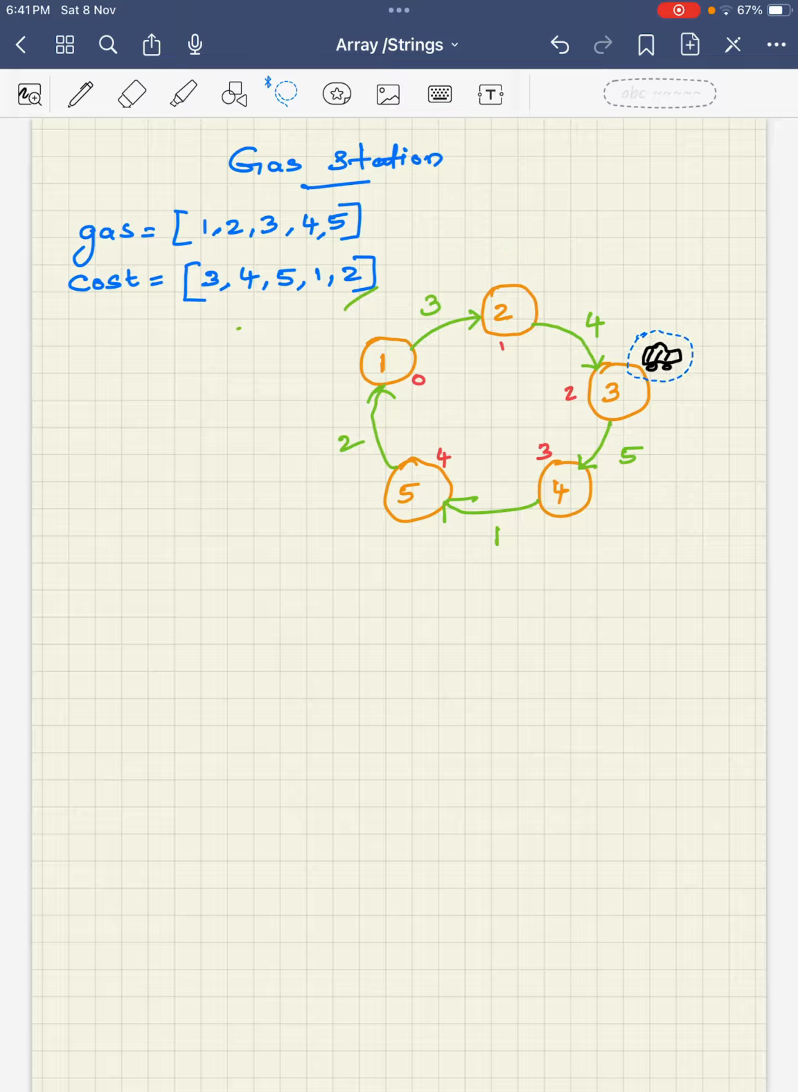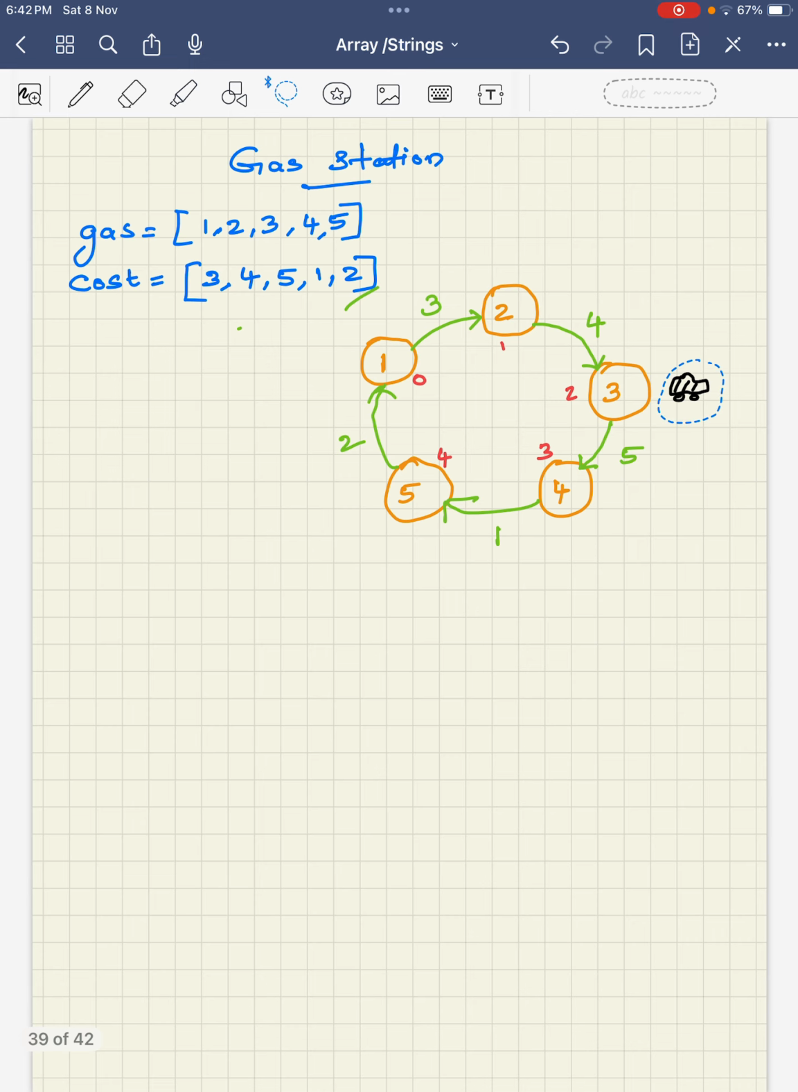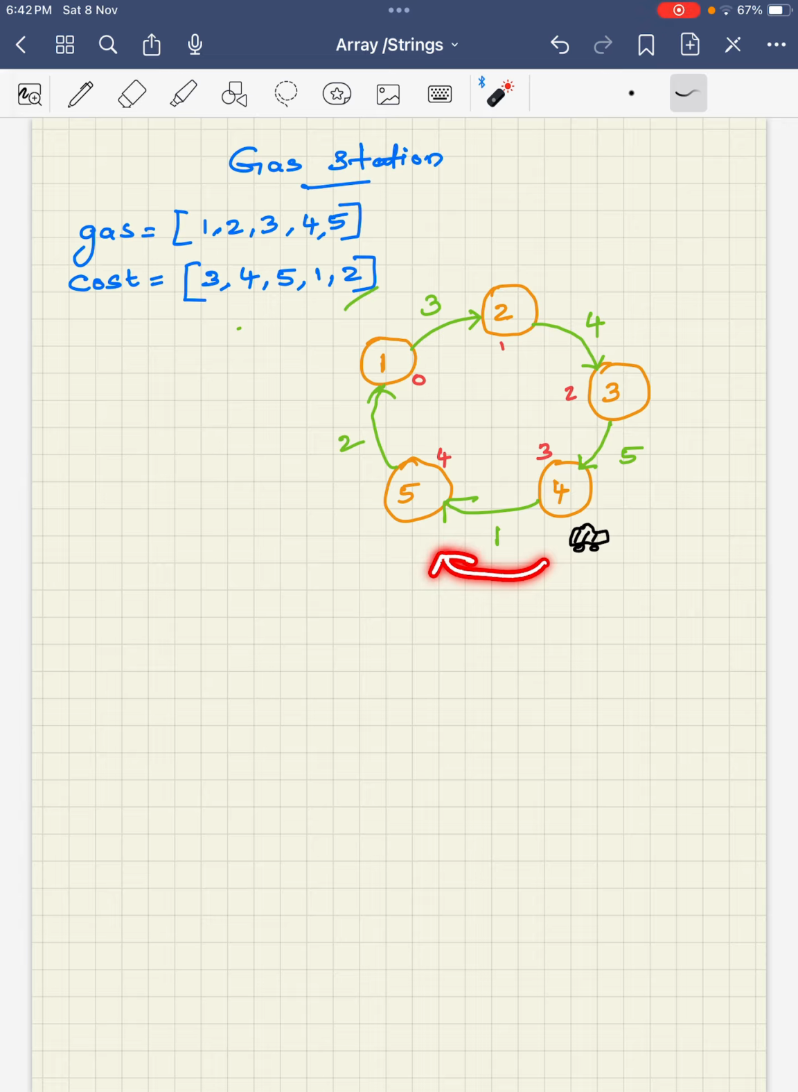So you have to start from another gas station. What about this gas station? It provides 3 units, but to reach the next gas station it requires 5 units. So we cannot move forward, and this is also not a good gas station to begin with. What about this gas station? It provides us 4 units, and in order to move forward we just need 1 unit. So this is a good starting point.